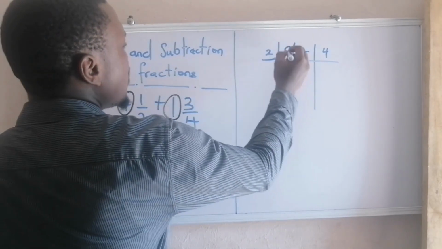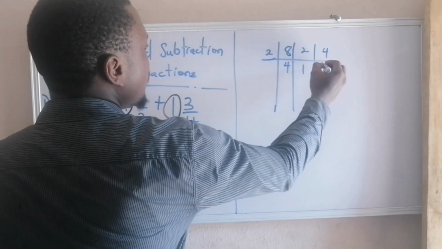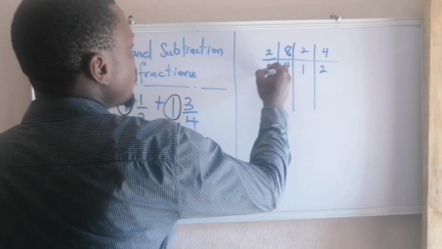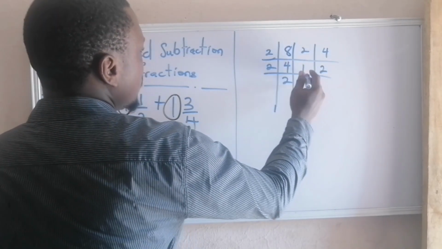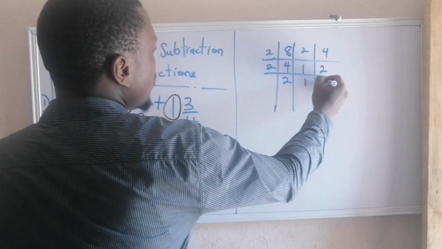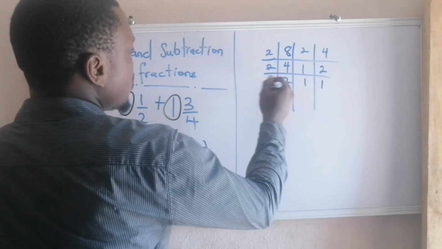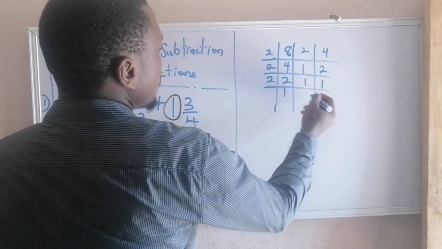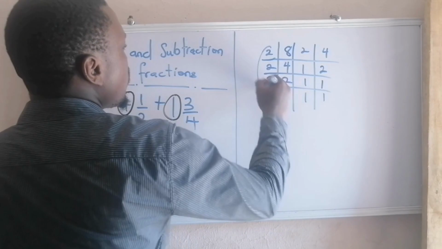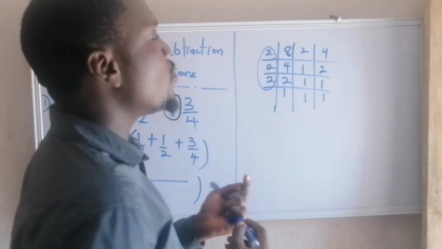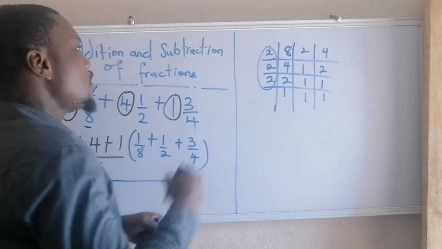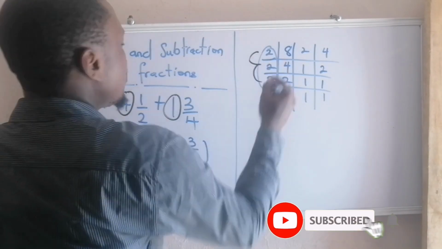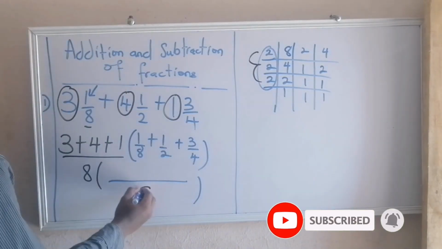That's 2. 2 can go in 8, 4. 2 can go in 2, 1. 2 in 4, that will be 2. 2 can still go: 2 is a factor of 4, 2. You leave the 1. 2 is a factor of 2, 1. Then you go again: 2 into 2 is 1. So it's 1, 1, 1. When you get to 1, 1, 1, you focus on the divisors and multiply them. What is 2 times 2? 2 times 2 is 4. 4 times 2 is 8. So our LCM is 8.